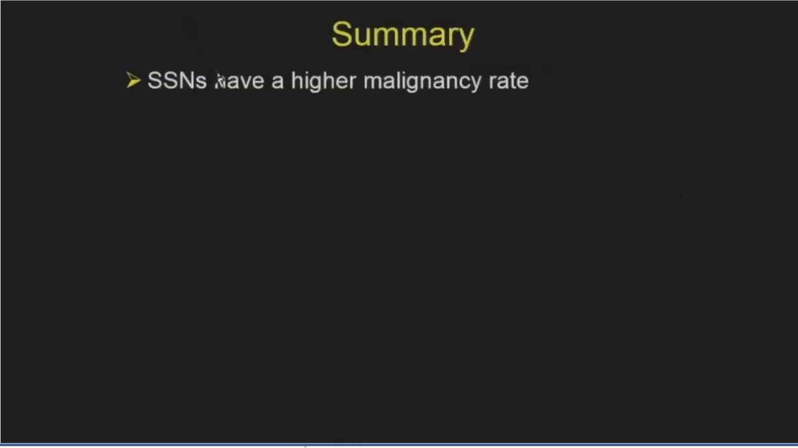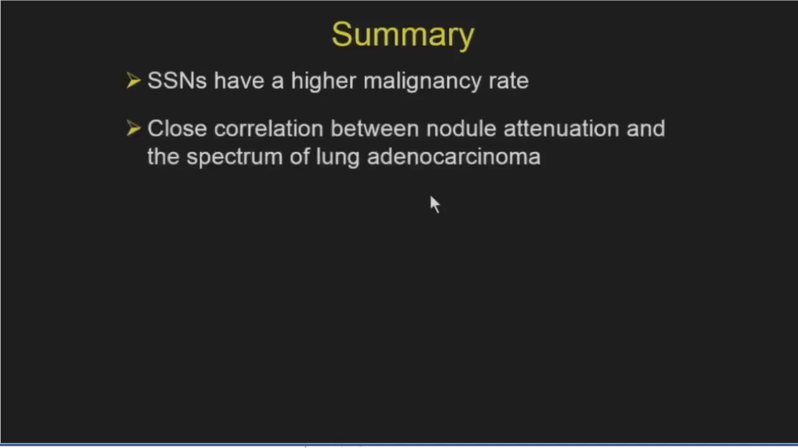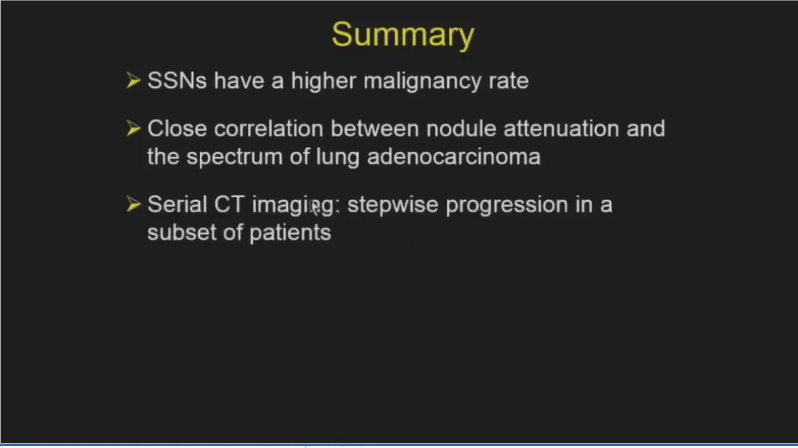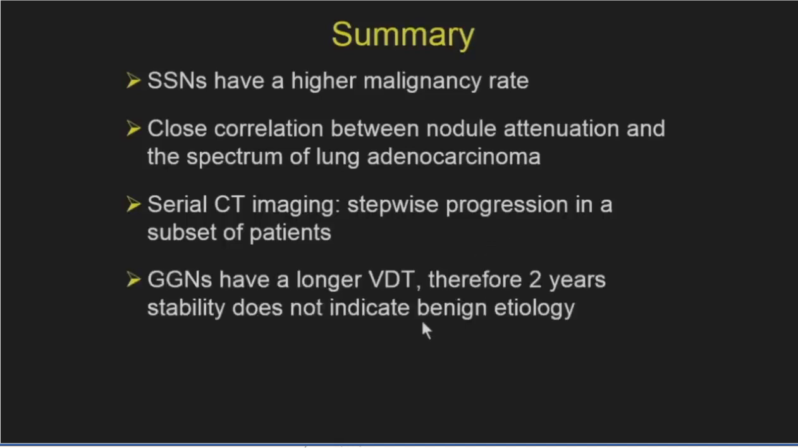So in summary, subsolid nodules have a higher malignancy rate than solid lesions. There is close correlation between the nodule attenuation and the spectrum of lung adenocarcinoma. These lesions tend to be more indolent. However, in a subset of lesions, we can see progression going from the pre-invasive to invasive appearance.